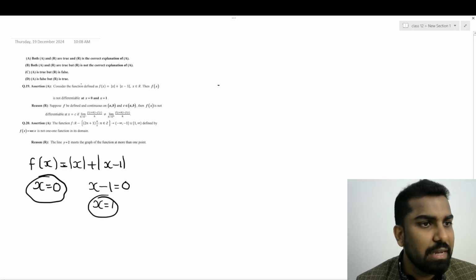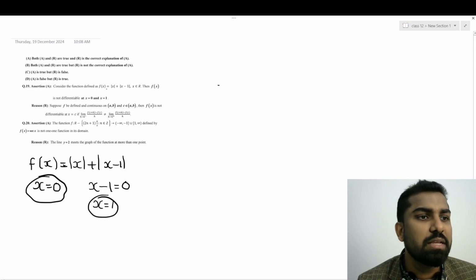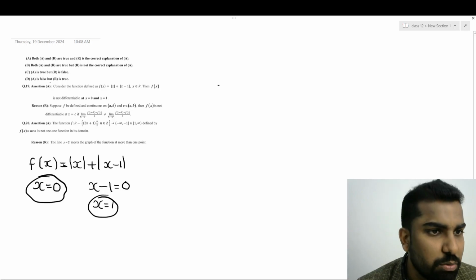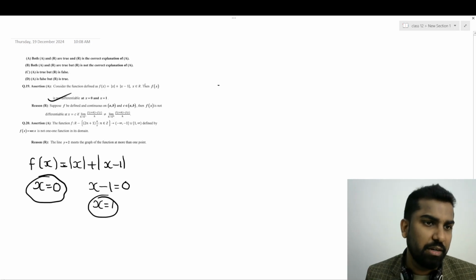Yes, that's the correct thing. It is given as the assertion. So the function f of x equal to modulus of x plus modulus of x minus 1 is not differentiable at x equal to 0 and x equal to 1. That statement is perfectly fine.